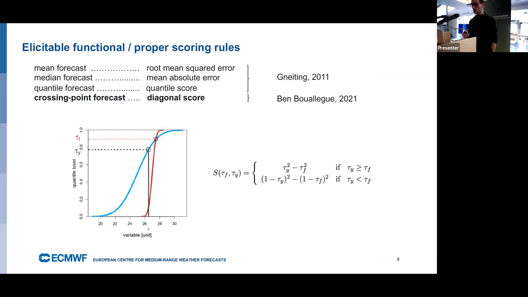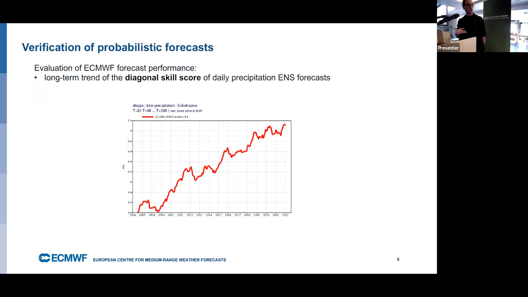And the diagonal score is a score that we are using routinely now at ECMWF to monitor the performance of our ensemble forecast. And here it's about showing the diagonal skill score. So the higher the better. We compare the skill of our ensemble forecast with respect to climatological forecast. And we see that over the years we have improved the performance of our ensemble for precipitation here. So what I'm trying to say is that we are using this score routinely at ECMWF.